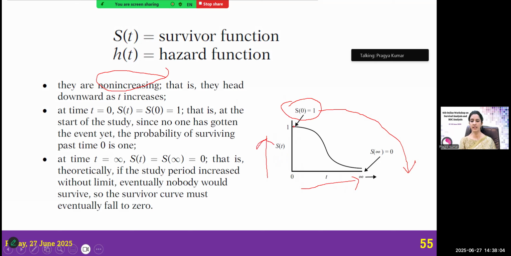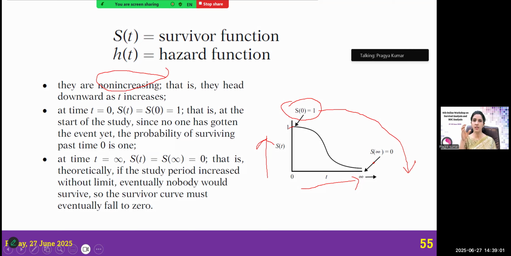So the survival function at time 0 is 1. That means when you start, everyone is healthy, and then they develop the disease. That means at the start of the study, no one has had the event; everyone is event free. And when the time becomes infinity, your survival function becomes 0. If the event is death, then it is easy to understand: if the study goes on for an infinite number of years, then virtually everyone in your study will die. So ultimately the survival curve comes to 0. That's the property of a survival curve.